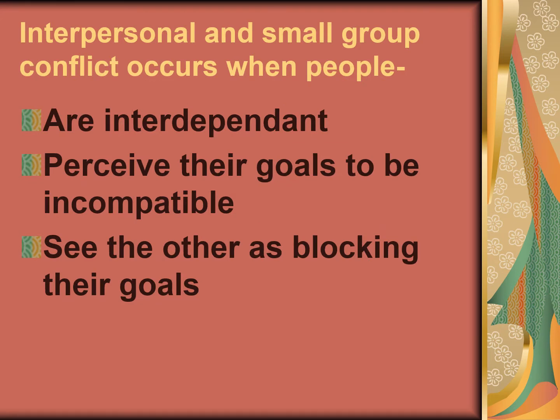Interpersonal conflict, whether it's with one other person or with several other people, occurs when those people are interdependent. That means you're counting on the other person for something, or they are depending on you for something, be it large or small. You perceive their goals to be incompatible with yours, or you see the other person's blocking your goals. Now, conflict, that word, what connotation does that have for you?